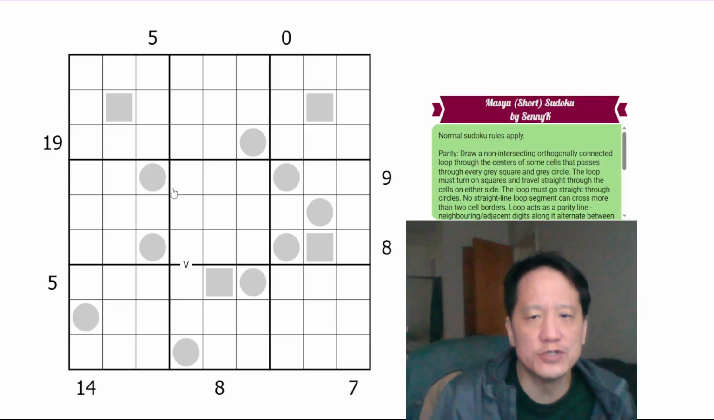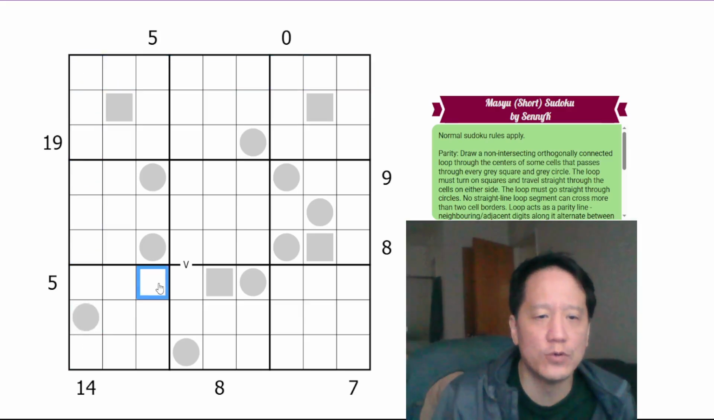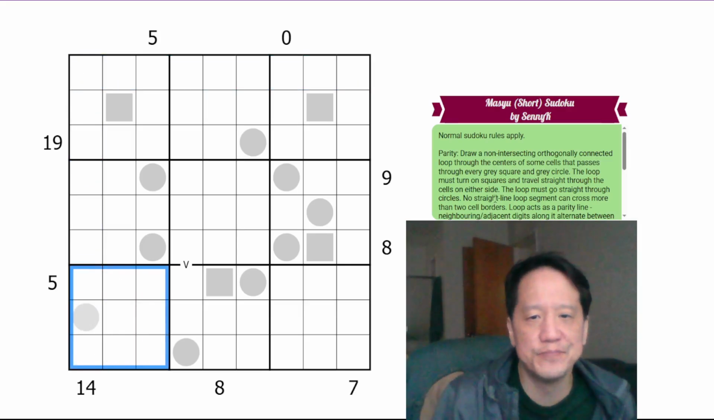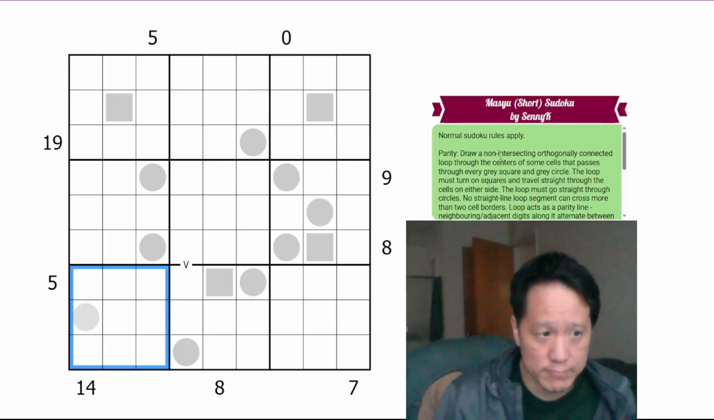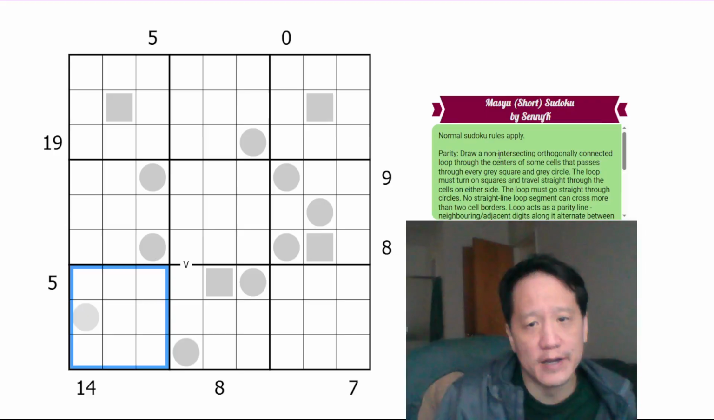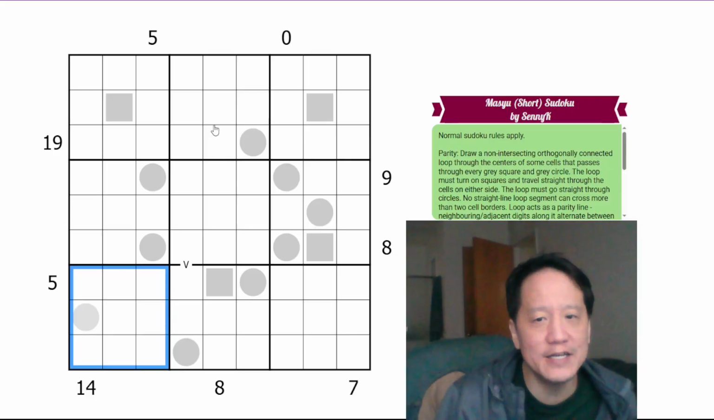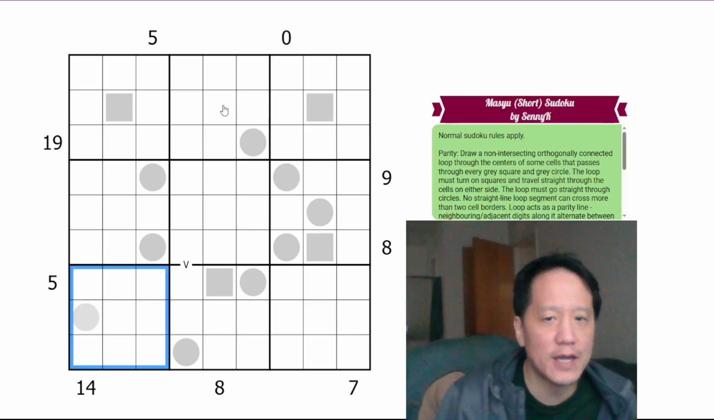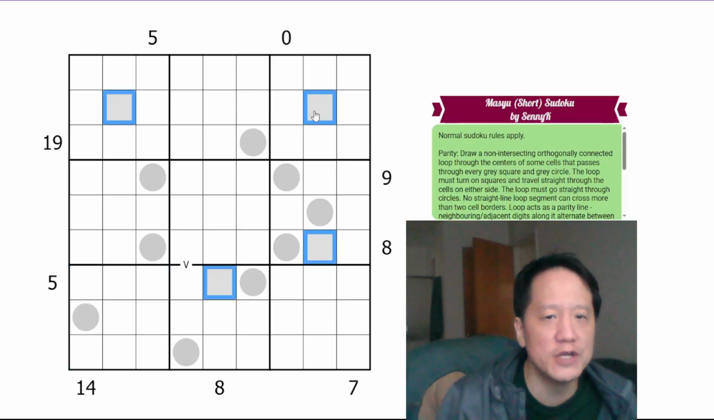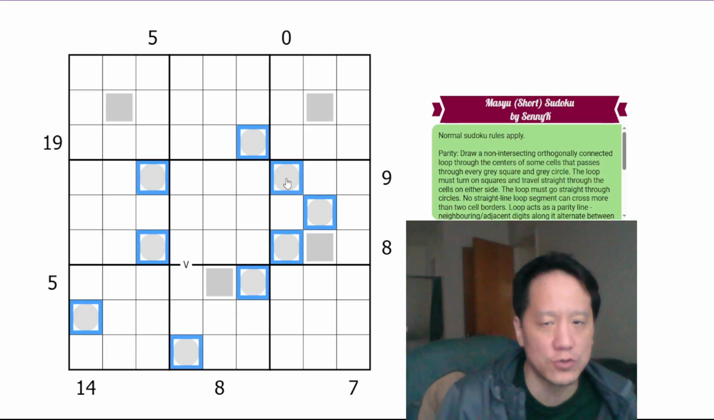Normal Sudoku rules apply, which means in every cell in the grid, place a single digit from 1 through 9 such that there are no repeats in any row, column, or designated 9-cell region. We have a parity line where we need to draw a non-intersecting orthogonally connected loop through the centers of some cells that passes through every gray square and every gray circle.